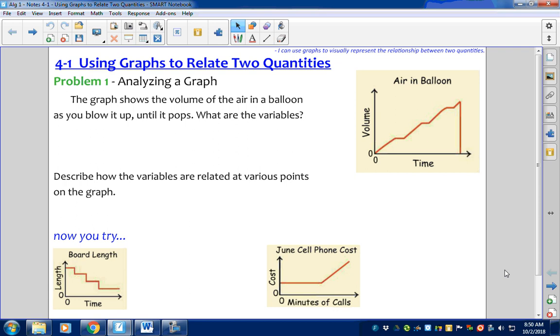It says the graph shows the volume of the air in a balloon as you blow it up until it pops. What are the variables? So the variables are time and volume. Those are the variables.